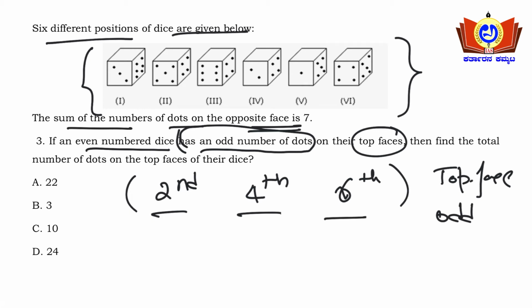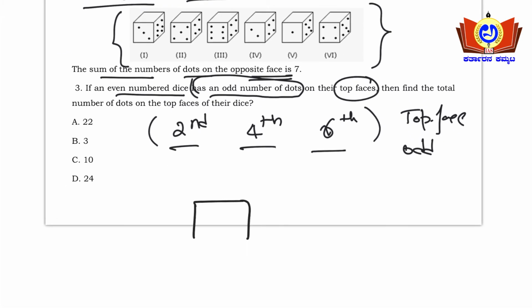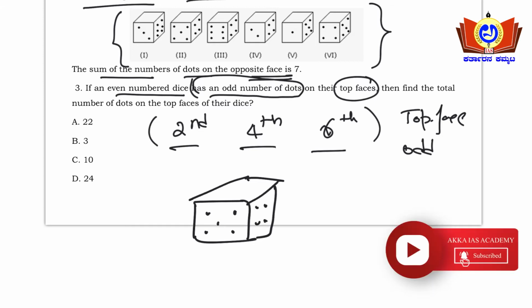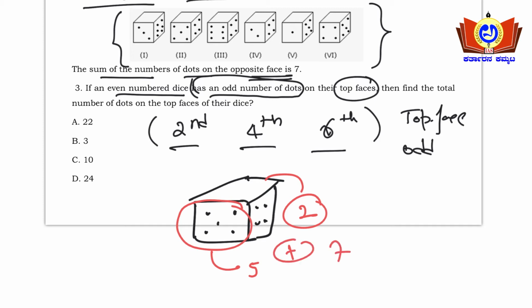See here, I'll be considering the second dice now. The second dice is represented like this. 5 dots are there and 4 dots are here. And the question tells us the sum of the dots on opposite faces is 7. So observe carefully, friends. One face is showing 5, so the opposite face should be showing 2, because 5 plus 2 is 7. Similarly, this is showing 4, so the opposite face should show 3. 4 plus 3 is 7.